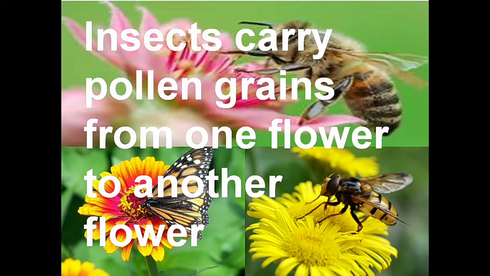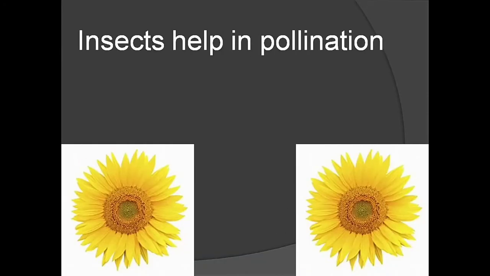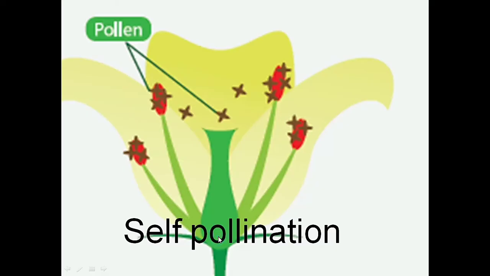Insects carry pollen grains from one flower to another flower. An insect helps in pollination. Insect visits a flower, the pollen grain sticks on its legs. The insect visits another flower and sits on the flower. At that time, the pollen grains stick on its legs, fall on the stigma. In this way, pollination takes place.